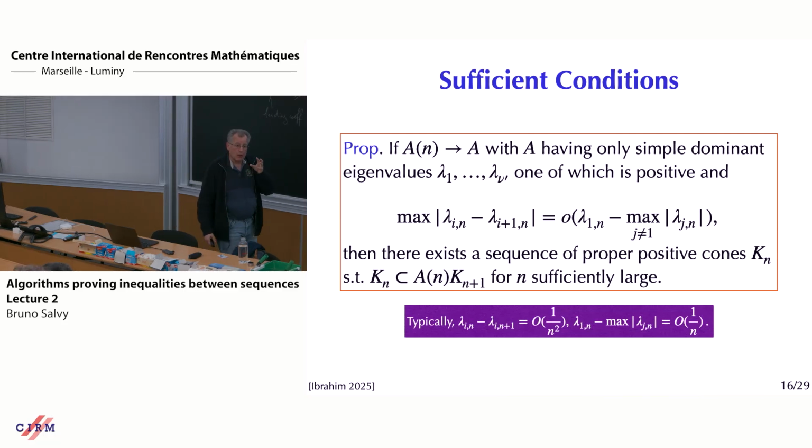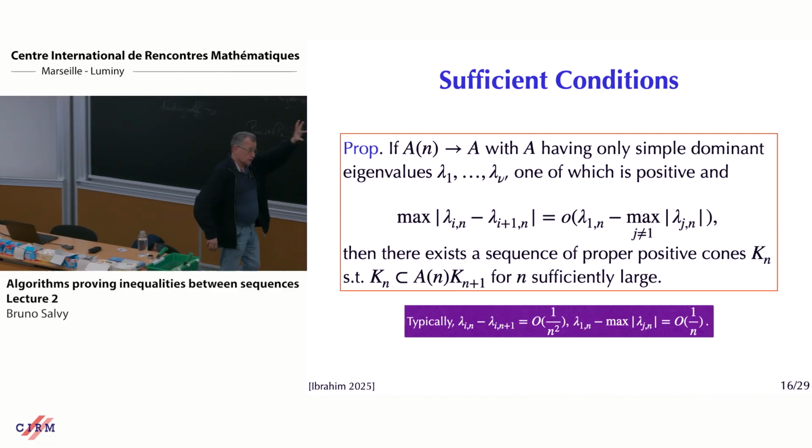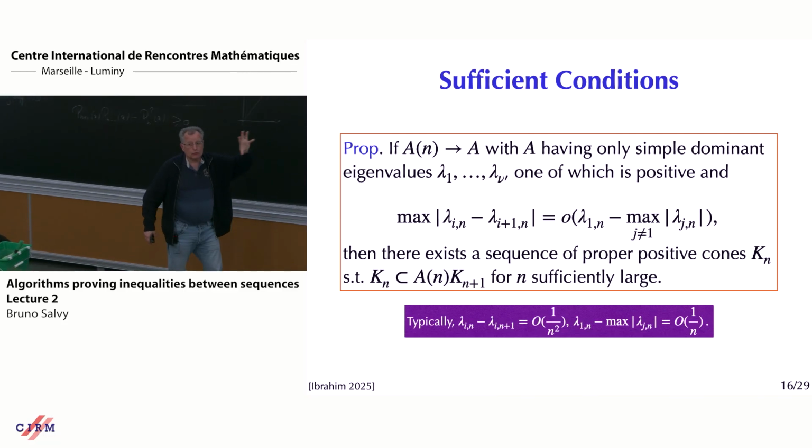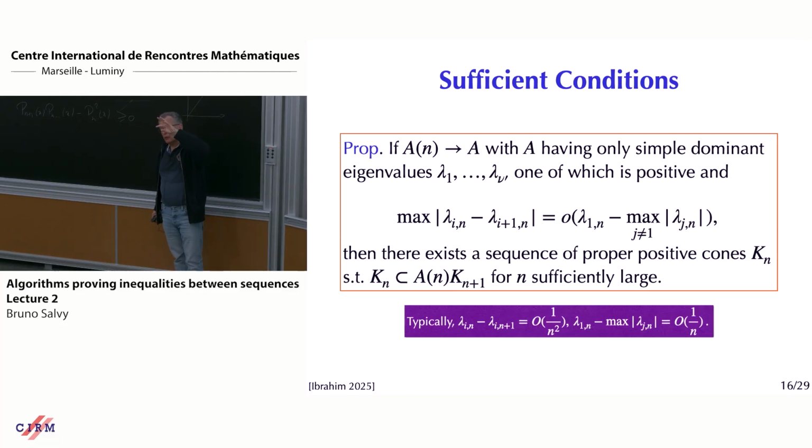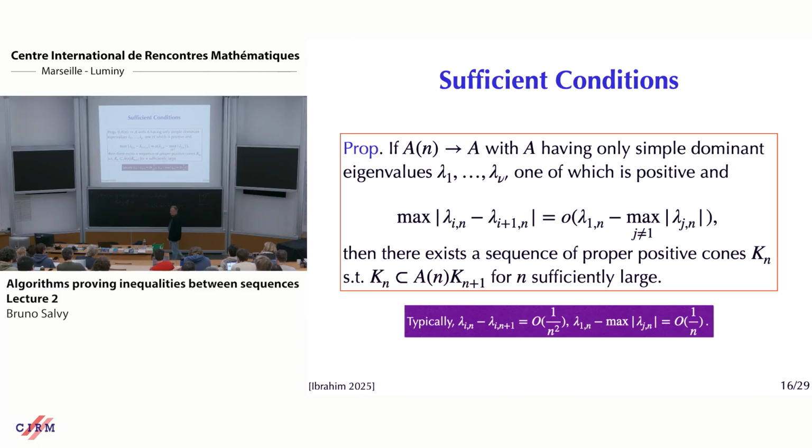So I'm saying that the first part we dealt with contracted cones. The second part we deal with problems where we have an invariant cone in the limit that's not necessarily contracted, but it's contracted for finite n. And we can still deal with this.